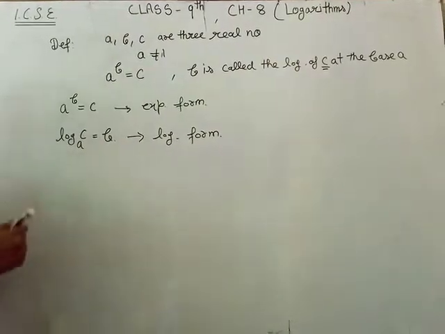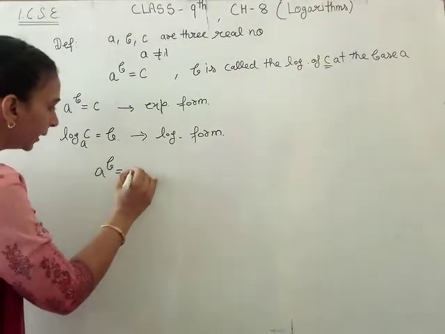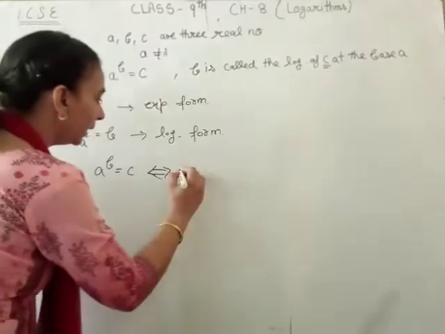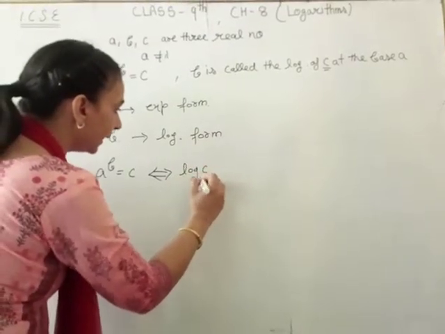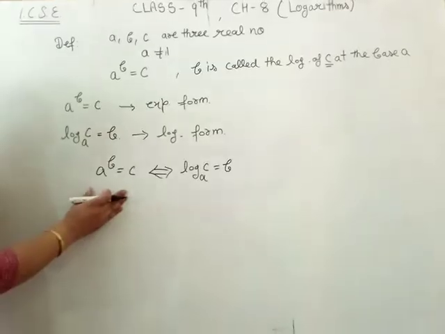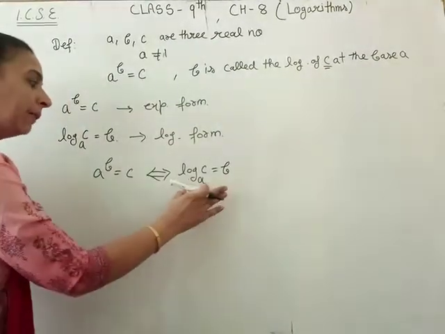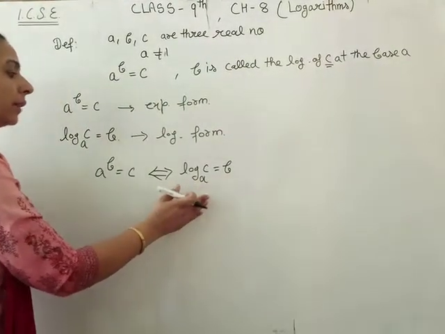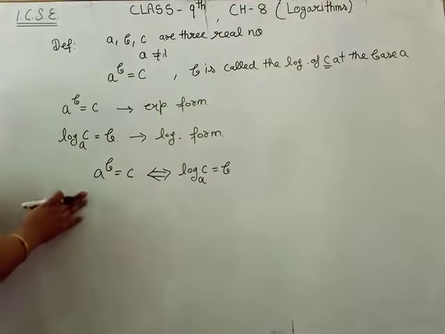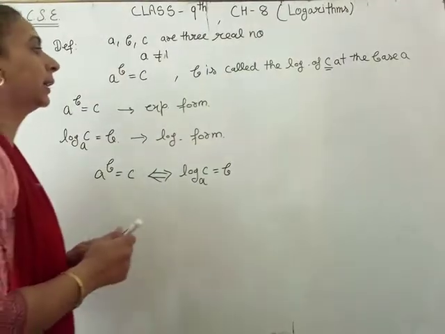Okay students, and this is the condition. a raised to the power b equal to c implies log of c at the base a equal to b. If we have this exponential form, then we can write this in logarithmic form, and if we have logarithmic form, then we can also write this in exponential form. Okay students, and there are some basic results.